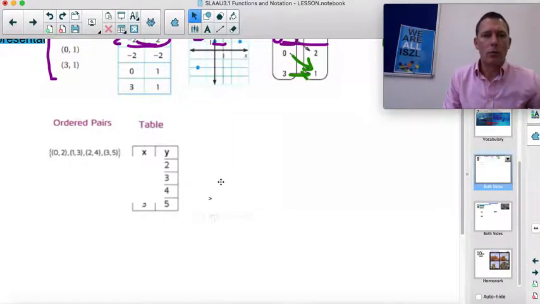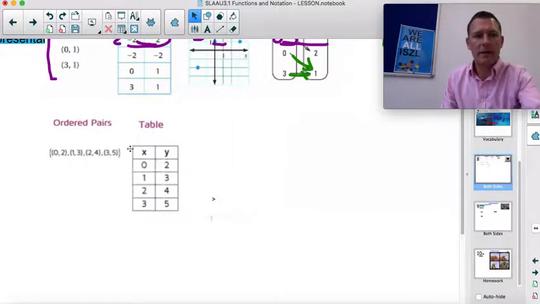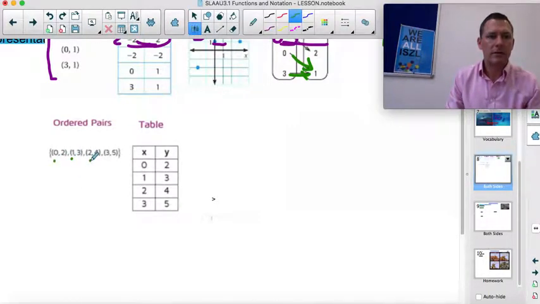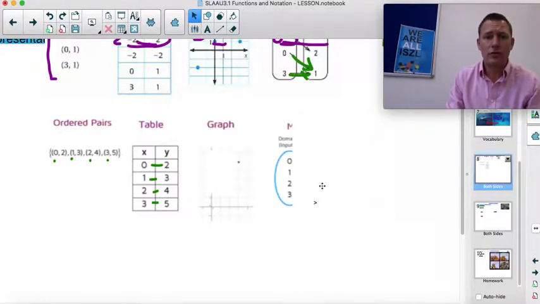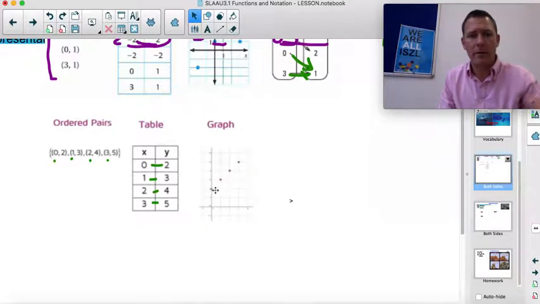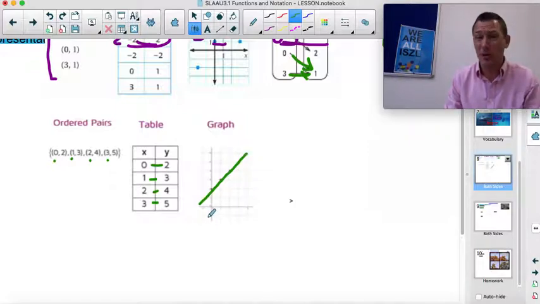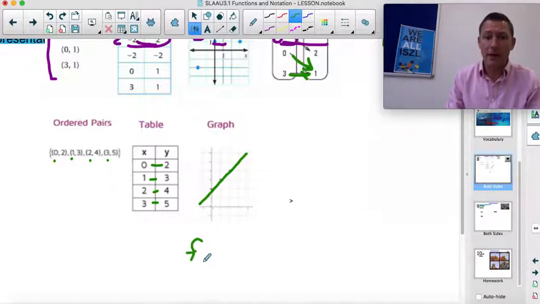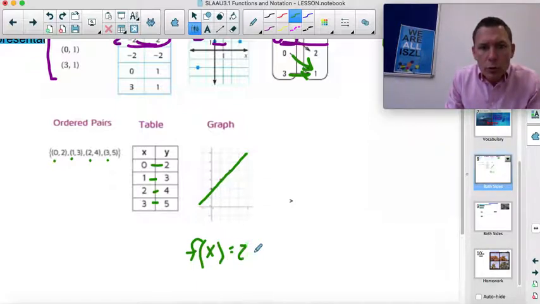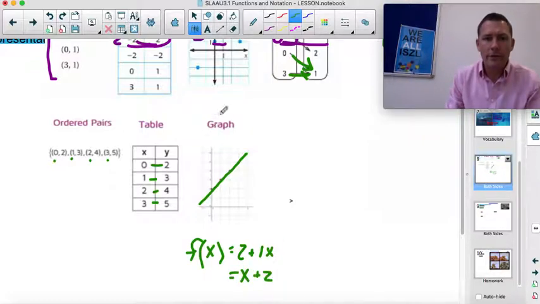All right, so the table would look like this. You'd put your x's on one side and say, oh, the 0 gives me a 2, the 1 gives me a 3, etcetera. For the graphing, you just plot the points. Boom, boom, boom. This one happens to be in a line, which means I can probably write an equation for it. And if it's a function, then I can use the f of x notation. This looks like 2 plus 1x, or x plus 2, right? So that's a graph. Here's another way I can write it with function notation.